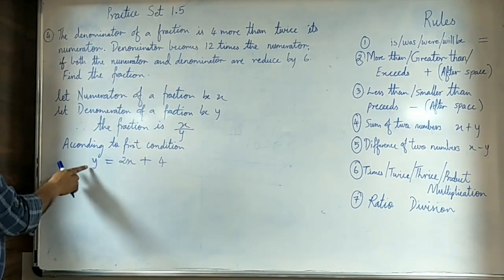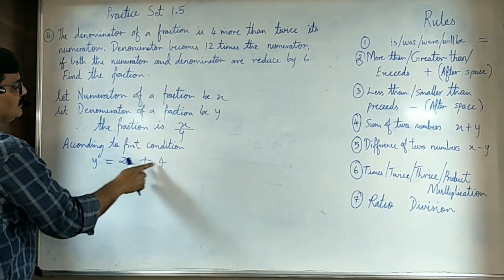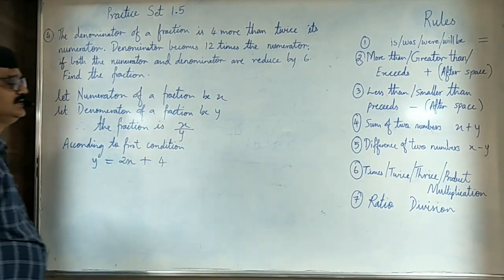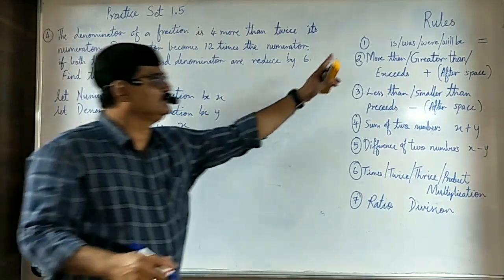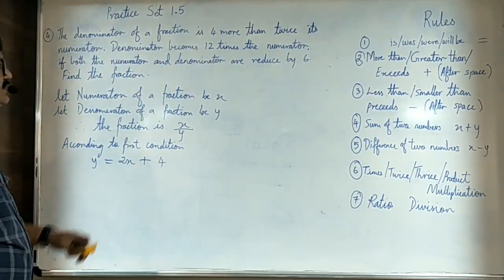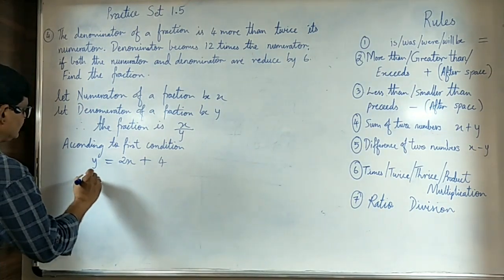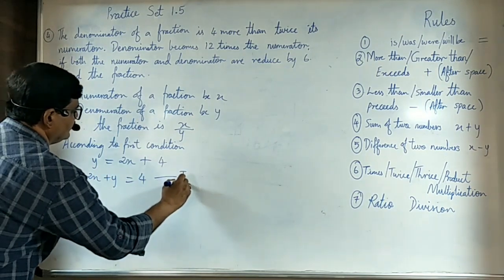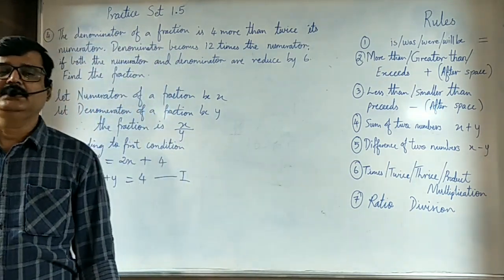Now let me read that statement again. The denominator of the fraction is 4 more than twice the numerator. Can you see this? Twice the numerator. This is how I form the equation. It's very simple to follow this rule and form the equation. Now the equation is not in the standard form, so I have to get it into the standard form. Here I will get 2x plus y equals 4, and this is how I got equation number 1.